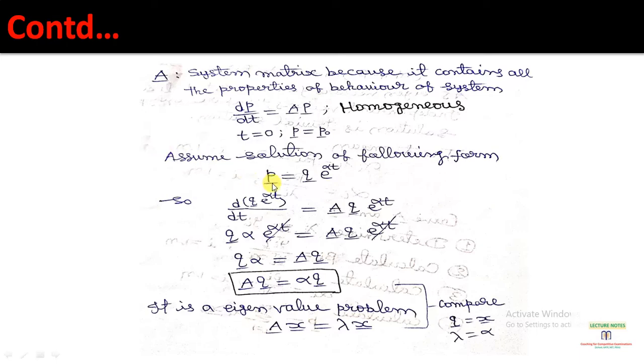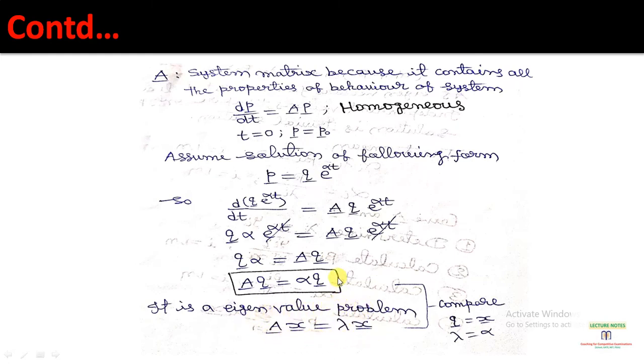So put p equals to this value in this equation. So dp/dt, that is, q alpha e to the power alpha t, equals A times p, that is, A q e to the power alpha t. If we differentiate this, we get this term, and this term will cancel out. So q alpha equals A q, or A q equals q alpha. Now we will compare this with this equation. It is an eigenvalue problem.